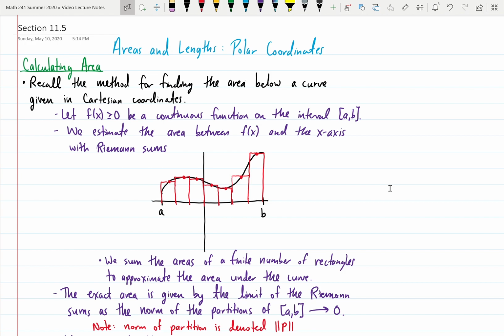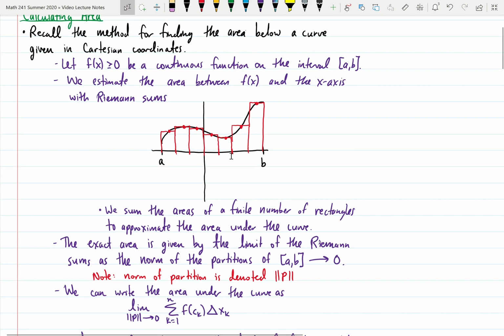The goal for the video is to go through section 11.5 covering areas and lengths in polar coordinates. I think I'm going to use the same format for the video that I used for section 11.4. I liked the way that turned out much more than section 11.3. So let's start off by talking about calculating area for polar curves, or area bounded by polar curves.